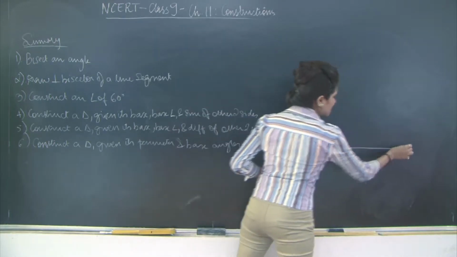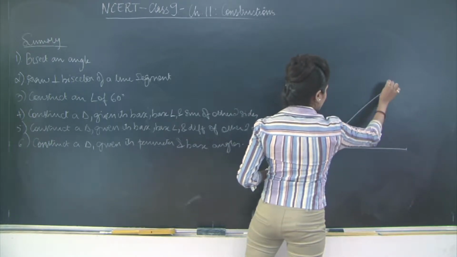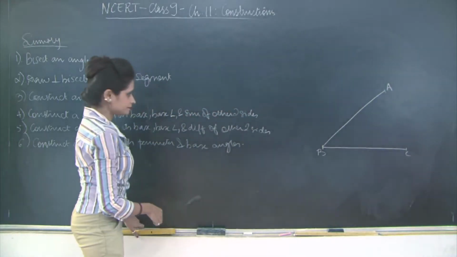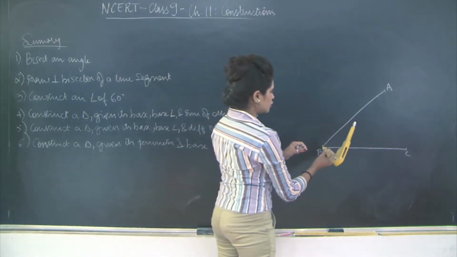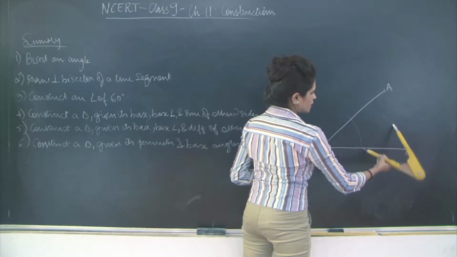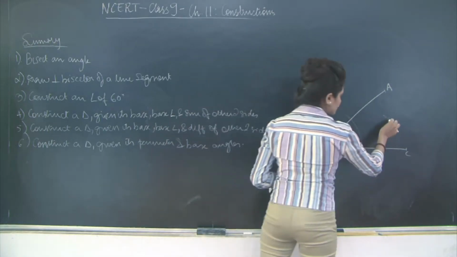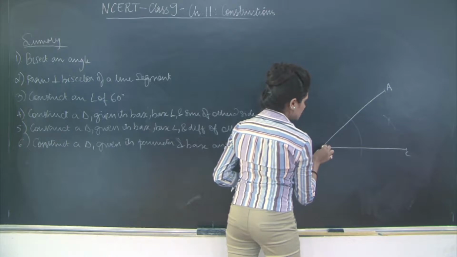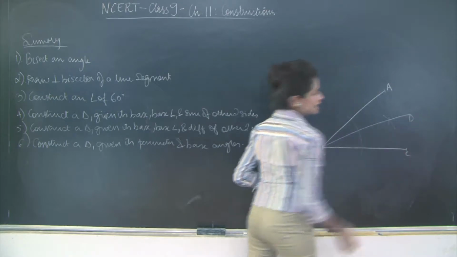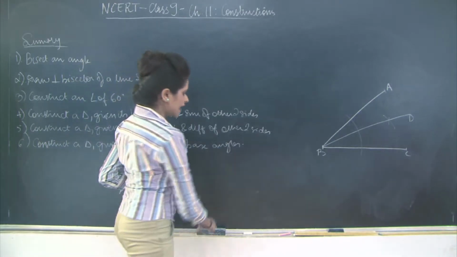So if this is my line segment out here and this is my angle, angle ABC, how do I construct the angle bisector? I am going to cut an arc over here and I am going to cut an arc with this point as the center and this point as the center. Now I am going to join the point of intersection of these two arcs and I am going to join B to this point of intersection. So this line segment BD is the angle bisector of angle ABC. Pretty simple. So this was about the angle bisector.